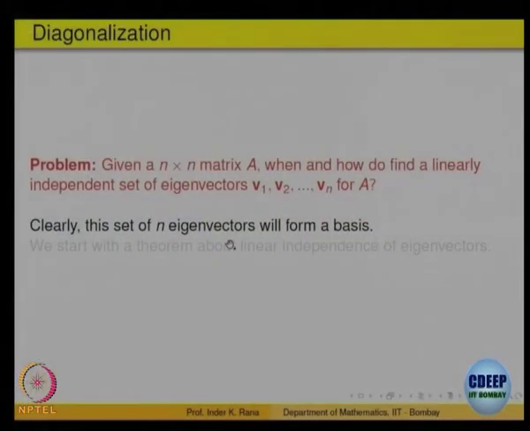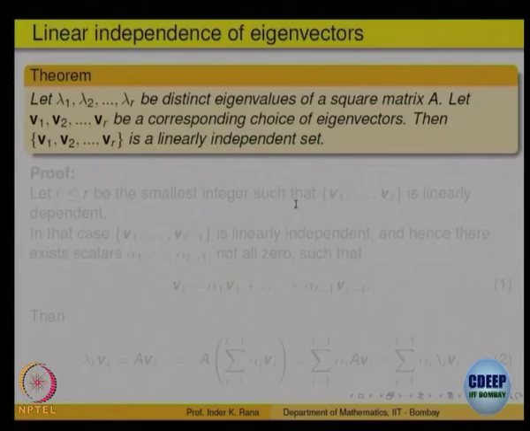So, basically what we are saying is that n eigenvectors will form a basis because the matrix is n cross n. Saying that the matrix is diagonalizable is equivalent to saying we can find n linearly independent eigenvectors for that matrix. And finding eigenvectors means first you have to find the eigenvalues anyway. So, that is the problem we want to tackle.